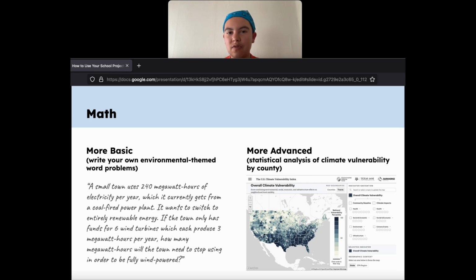So right now we've got this little multiplication problem, this little algebra problem, but it's using the example of a town that wants to switch to renewable energy. And this can get you thinking about, what are the types of math that a place has to do for a renewable transition. This is the kind of stuff that people use all the time.